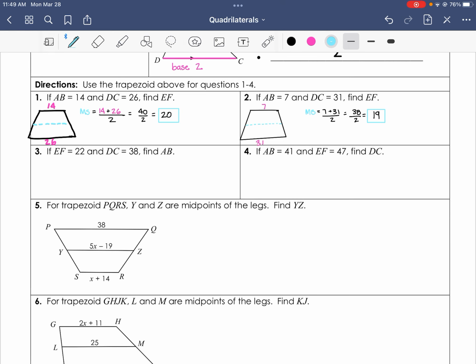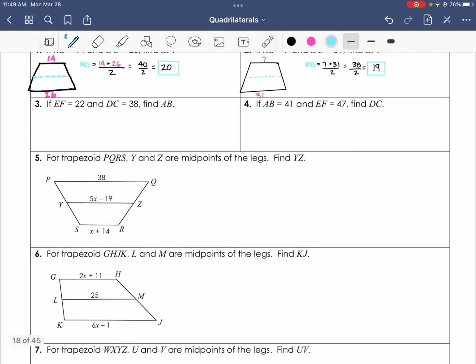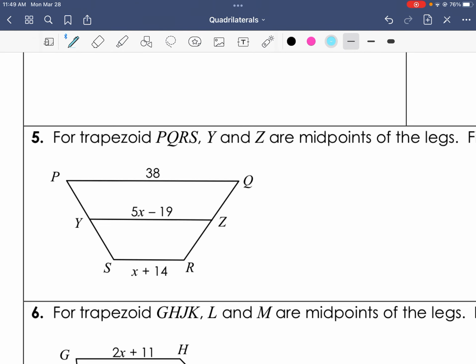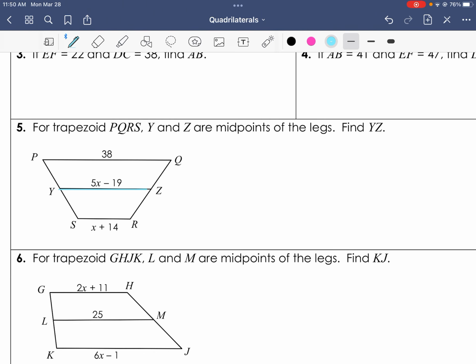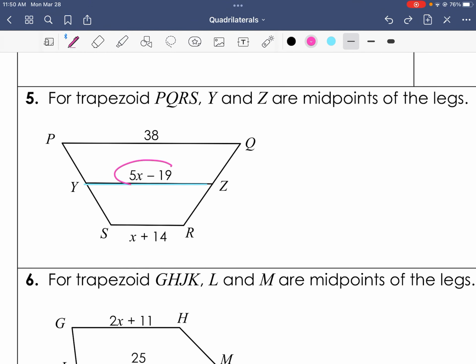So let's kick up the difficulty a little bit. Sometimes they're going to give you problems where they involve variables like this trapezoid right here. So for trapezoid PQRS, which is this guy right here, Y and Z are the midpoints. So this is the mid-segment right here, obviously by the picture. Find YZ. So you might be saying, well, they already gave us YZ. It's right here. But what they mean is that they want an actual whole number. As you can see, we have this variable right here. So they want us to give an answer without that variable. How do we do that?